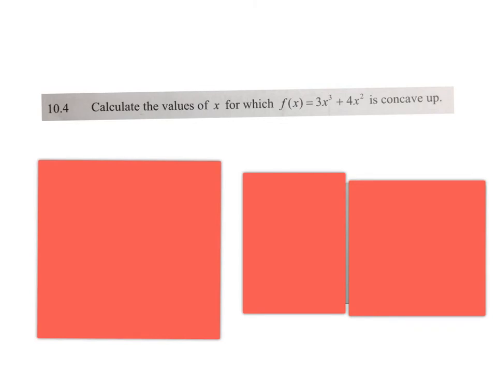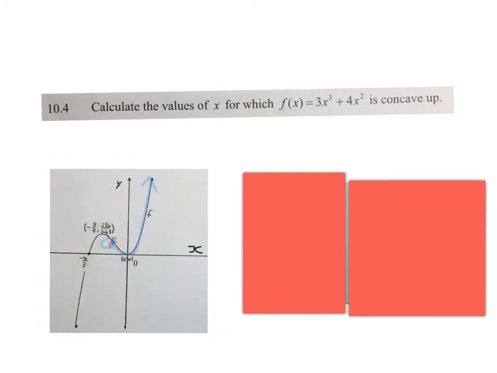Next part of the question, and the last part, said calculate the value or values of x for which f of x, this same function, is concave up. There is more than one way to find the answer. I like to do it with a graph, and it's that blue part of the graph where the graph is concave up, from the point of inflection towards the right.